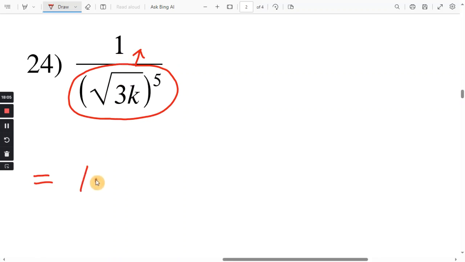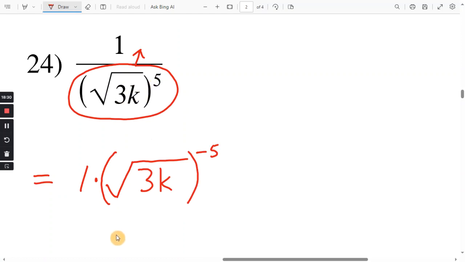1 times radical. Underneath the radical, we have 3k, and that's in the parentheses. And now instead of positive 5, it's going to be negative 5. Remember, when you shift the whole thing up or down, you change the plus minus sign on the exponent. And when there's no root underneath the radical, it's automatically a 2.